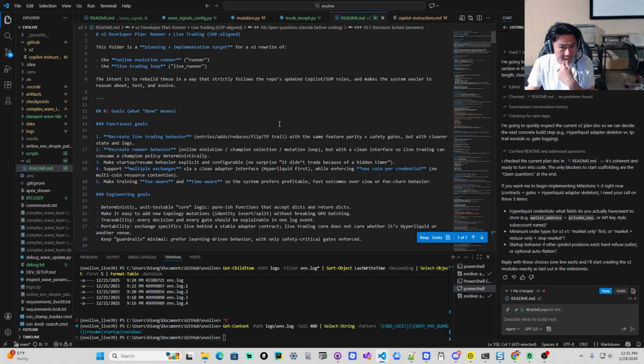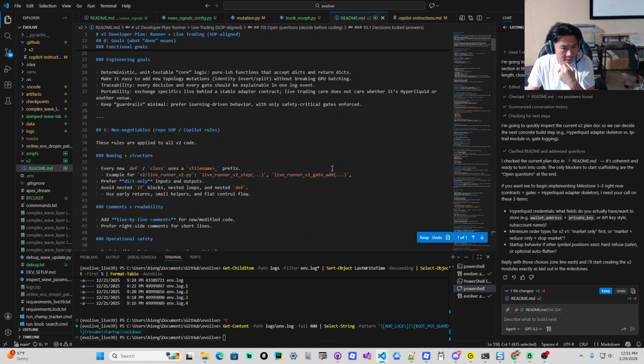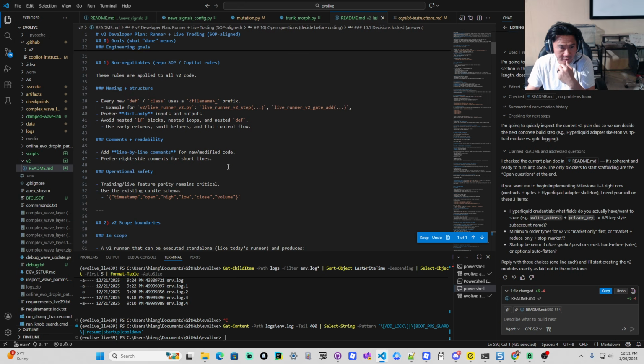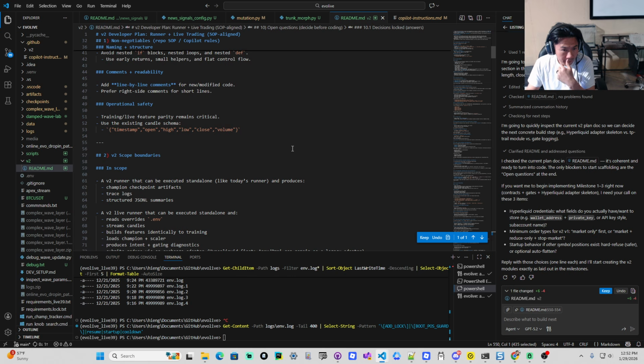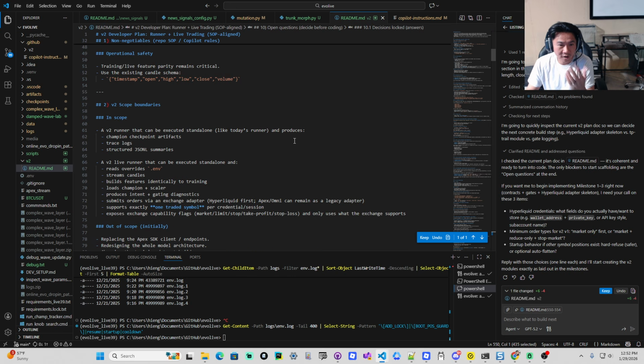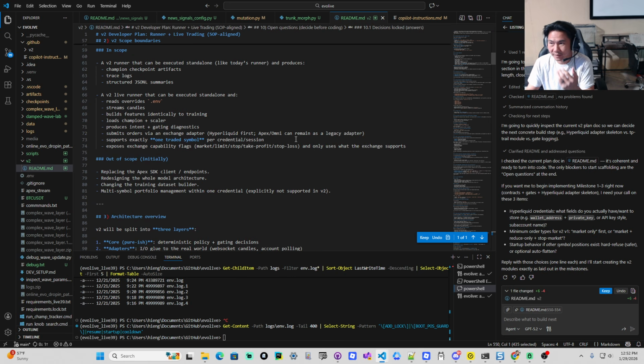And I'm discussing here about using my GPU and whatnot, and just defining things. It's using the same rule structure, everything else as my SOP and Copilot rules, and it's just about understanding so we're all on the same page before we actually start implementing and coding.